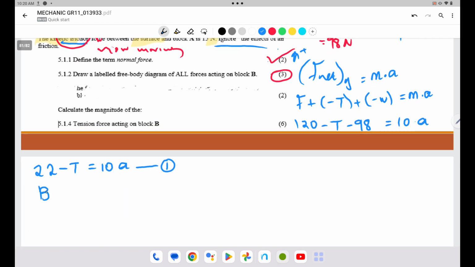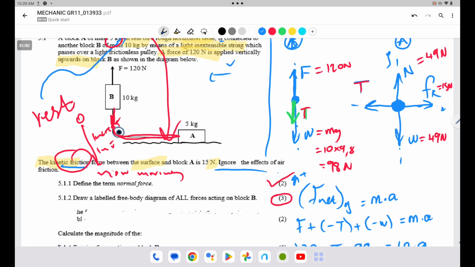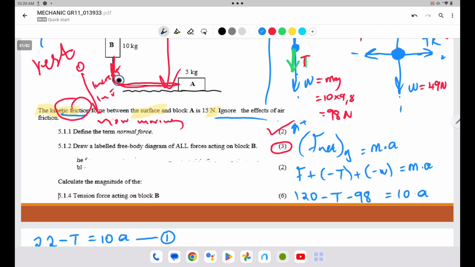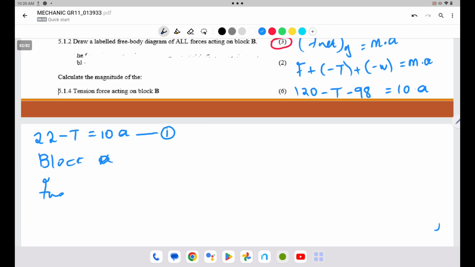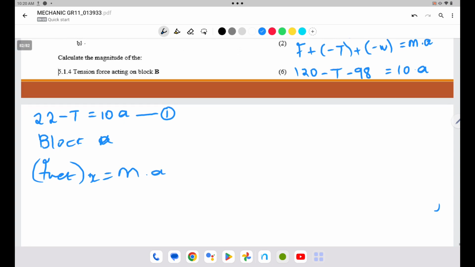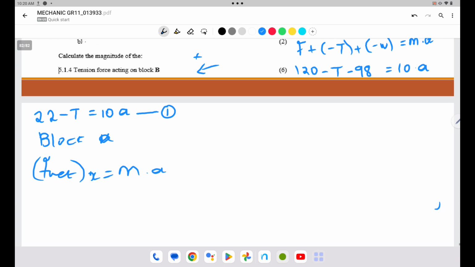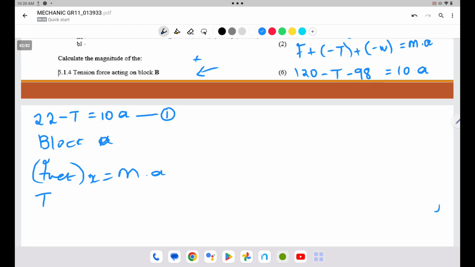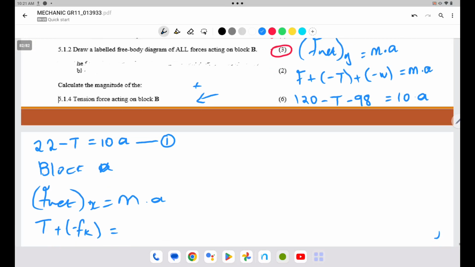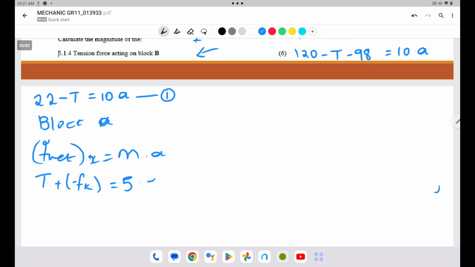Now we're going to move to block A. Is block A moving along the y direction? No, not even possible. It can only move along the x direction. So we're going to sum forces along the direction of motion, which is x. That will be equal to mass multiplied by acceleration. I assumed the direction of motion to be left, so I'm taking left as positive. Towards the left, I have the tension. Tension plus minus Fk equals the mass of that block, I think it's 5, so 5 multiplied by acceleration.